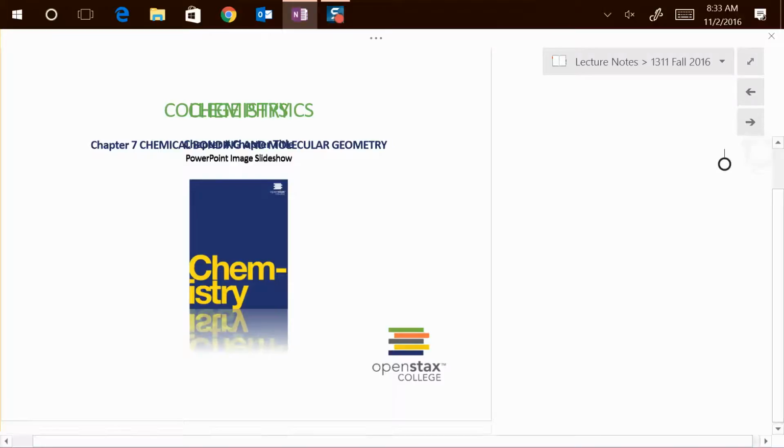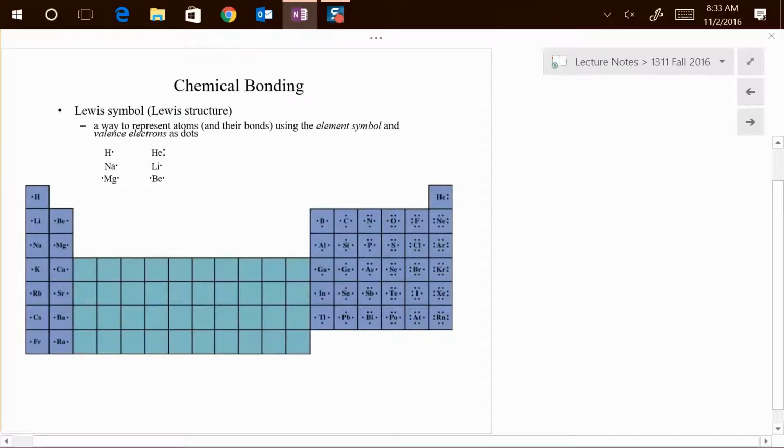All right, so let's talk about bonding here. Here we see the Lewis structures of a few of these elements, the representative elements. 1 valence electron, 2 valence electrons, 3, 4, 5, 6, 7, 8. We can predict that from the periodic table, right? So we know how many valence electrons each of these has. And we say that this is a Lewis dot structure.